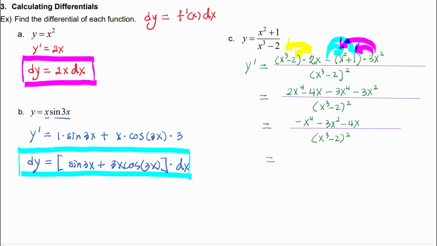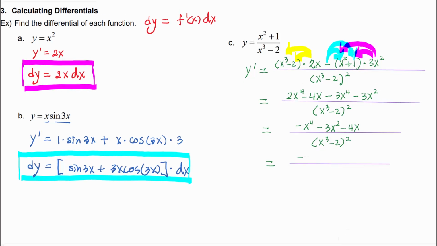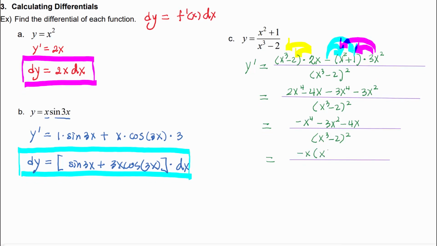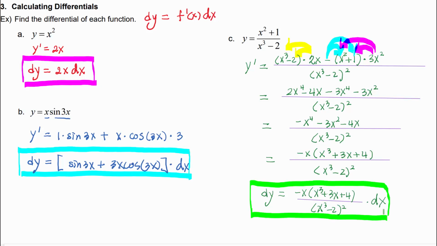If you factor out the numerator, since the first term is negative, you should take the negative GCF out. I'm going to take the negative x out. Open x to the third power plus 3x plus 4 over the quantity x cubed minus 2 to the second power. All right, the differential dy then is equal to negative x, quantity x cubed plus 3x plus 4 over the quantity x cubed minus 2 squared dx. So I found my differential of y.